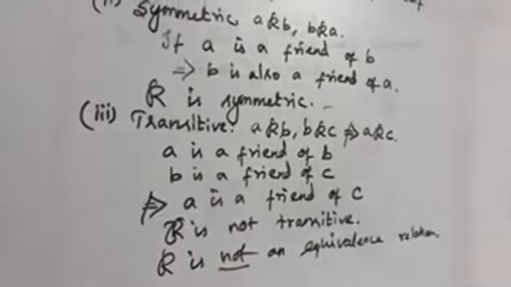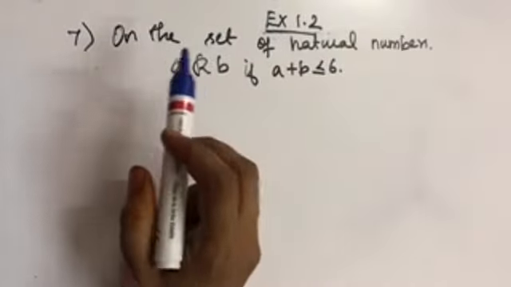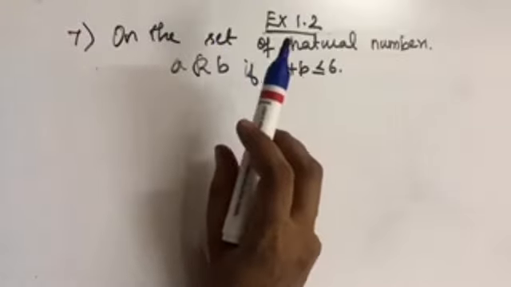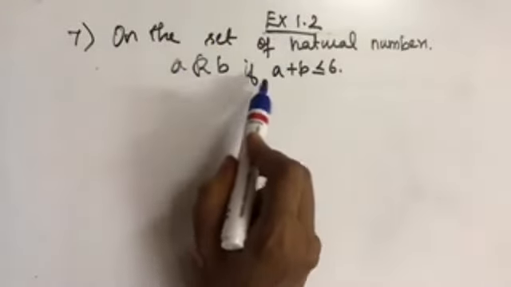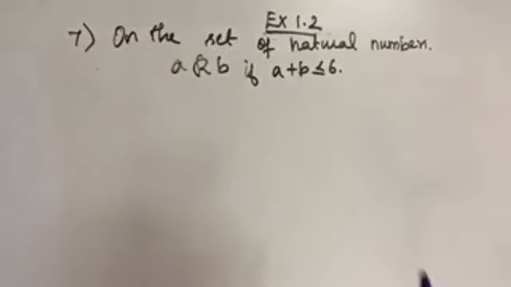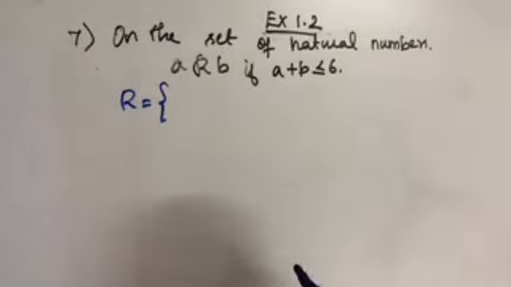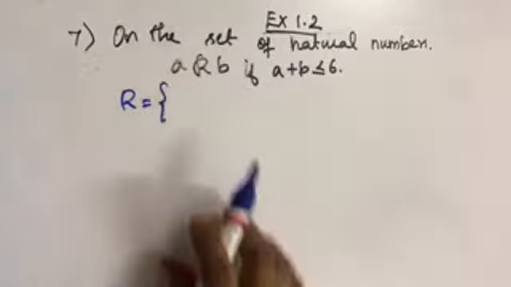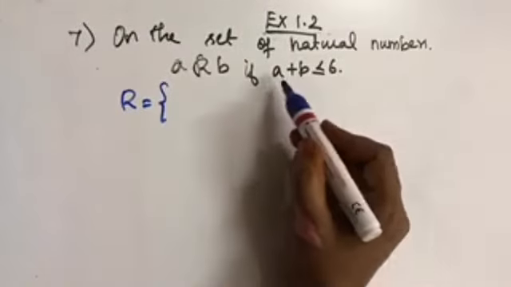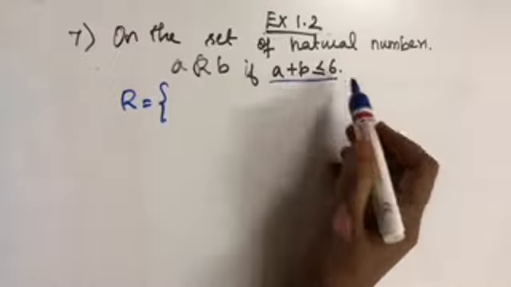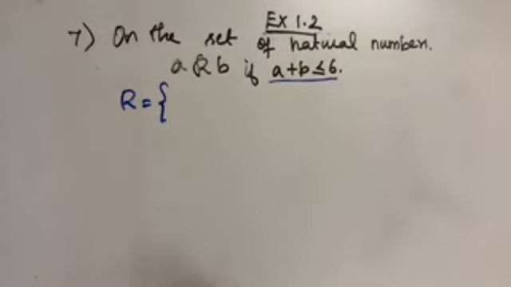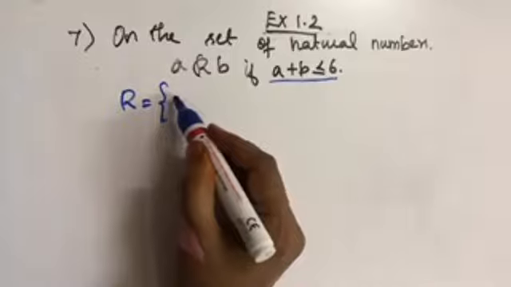On the set of natural numbers, let R be the relation defined by A is related to B if A plus B is less than or equal to 6. Write down the relation by listing all the pairs. We have to list all the pairs of R and check whether it is reflexive, symmetric and transitive. In the set of natural numbers, what are all the values that satisfy A plus B less than or equal to 6? We have to list the ordered pairs now.